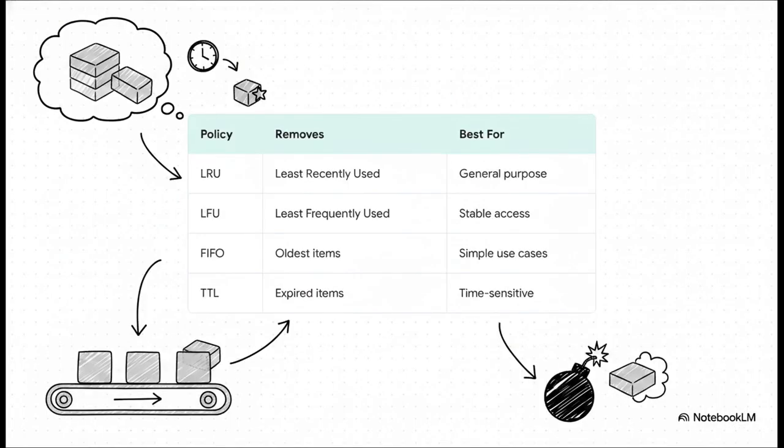Because RAM is notoriously expensive and limited, your cache will fill up. It's a guarantee. When it does, engineers use an arsenal of eviction policies to clean out the memory. You've got LRU, which kicks out the least recently used items. This is your go-to, most common general purpose policy. You've got LFU, least frequently used, which is great for really stable access patterns. You have simple FIFO, first in, first out. And of course, TTL, time to live, which just automatically expires items after a fixed duration. Choosing the right policy dictates your entire cache hit rate.